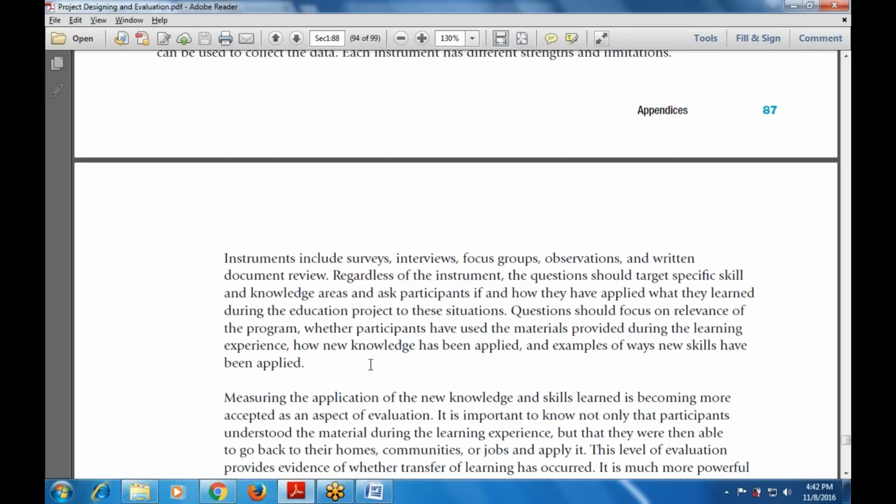So the instruments include surveys, interviews, focus groups, observation, and written document review. This is available over here, in this line: what are the various instruments that are used. And regardless of the instrument, the question should target a specific skill and knowledge area.